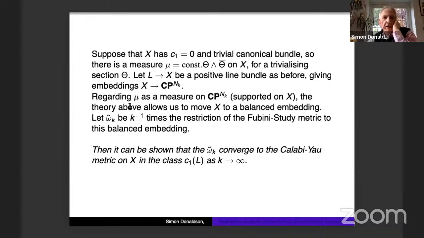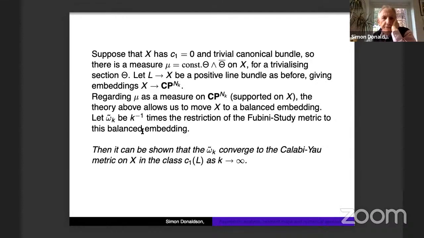So we get a Kahler metric, say omega tilde k, on X, by taking the restriction of the Fubini-Study metric to this balanced embedding, and again normalizing, multiplying by k to the minus 1, so that we stay in a fixed Kahler class. So this is a very, very elementary construction. None of the proofs of all the statements I've made in this bit of background are quite easy.